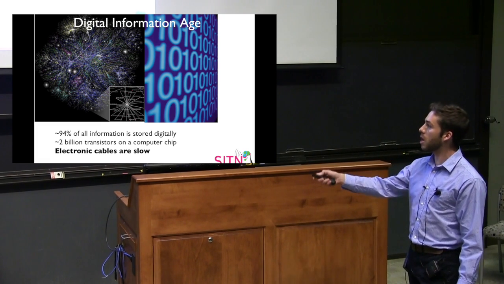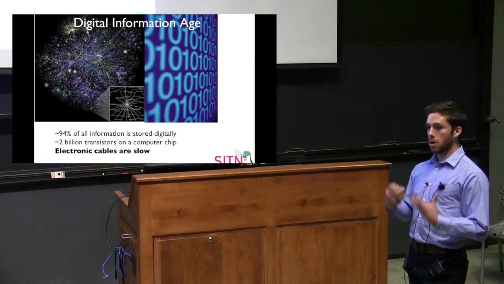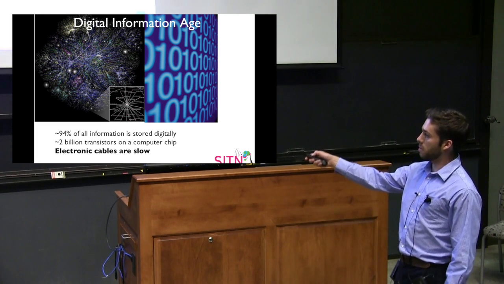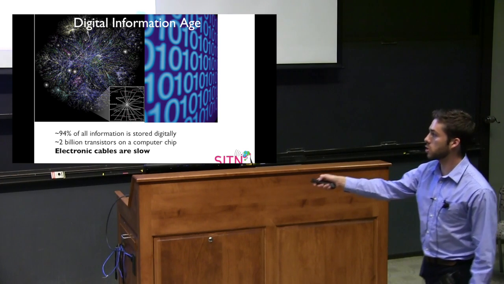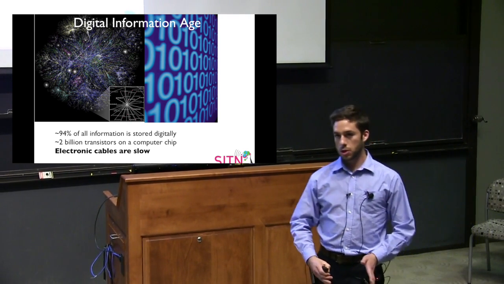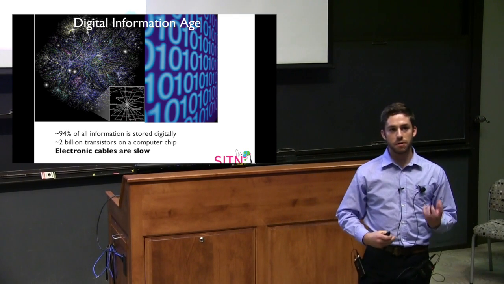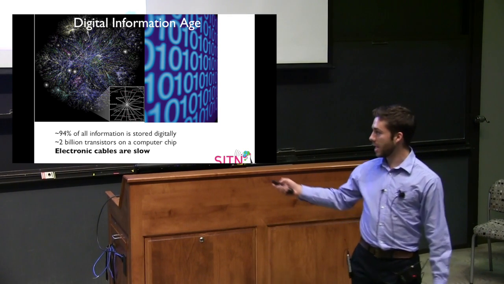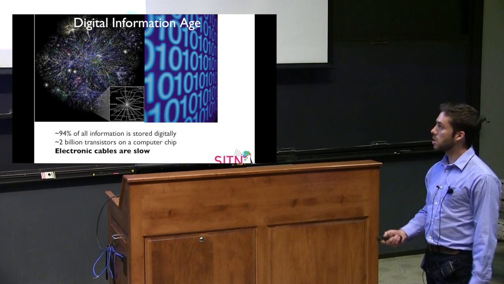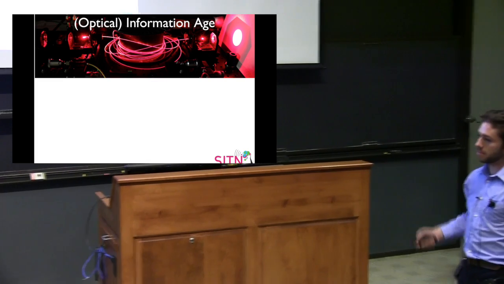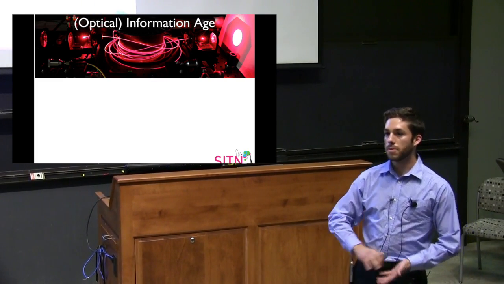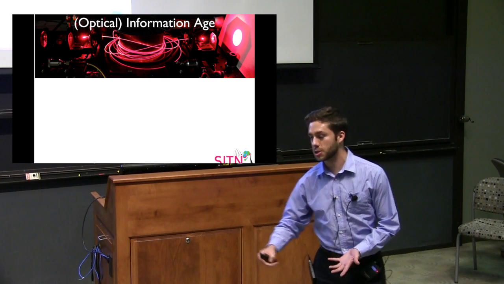But there's a problem. When we want to access this information on our home computers, for example, or on the internet, since there's so much information we're trying to transfer, the normal electronic cables that we use are just too slow to transfer that information. The demand from users is now so high that we can't transfer information with electricity anymore. So now we've moved to what is called the optical information age, where we're using light to transfer our information because it's much faster than these electronics.